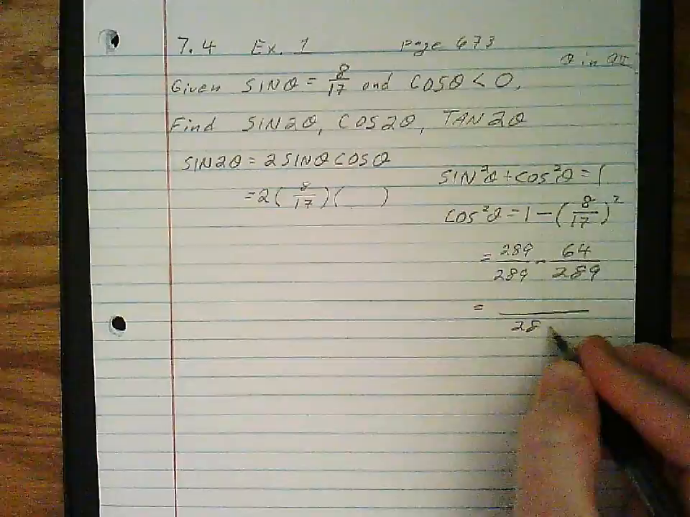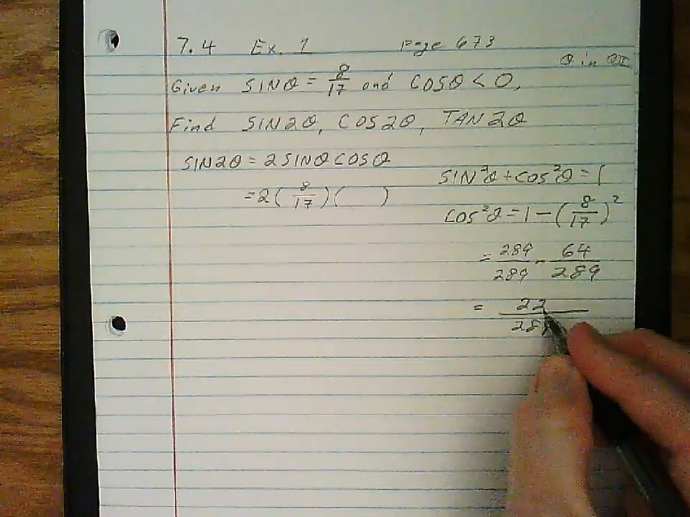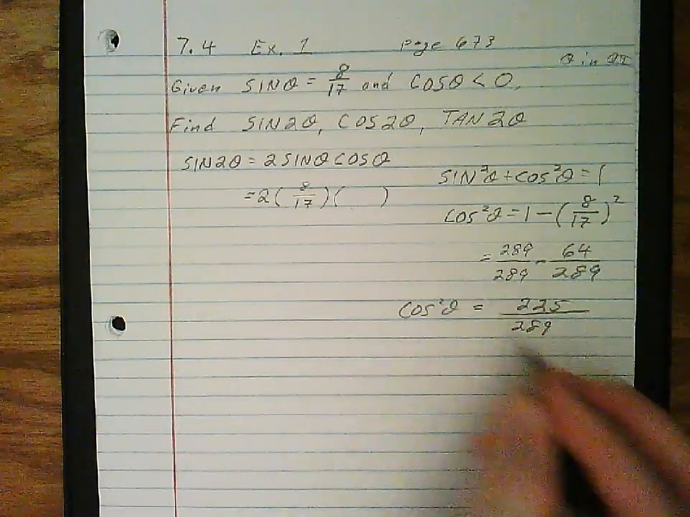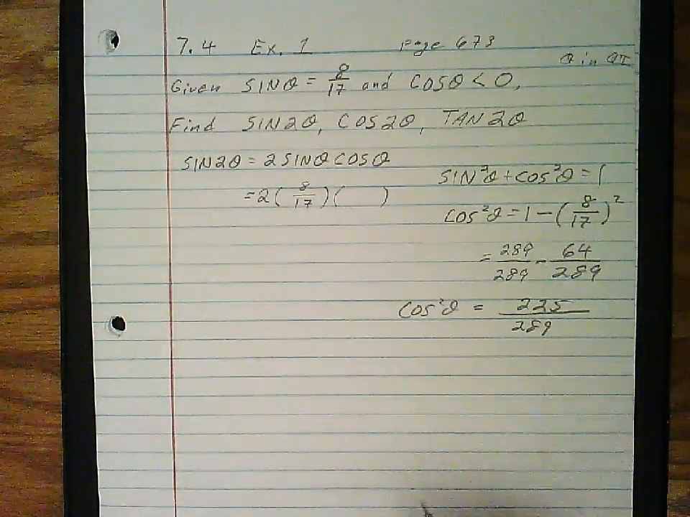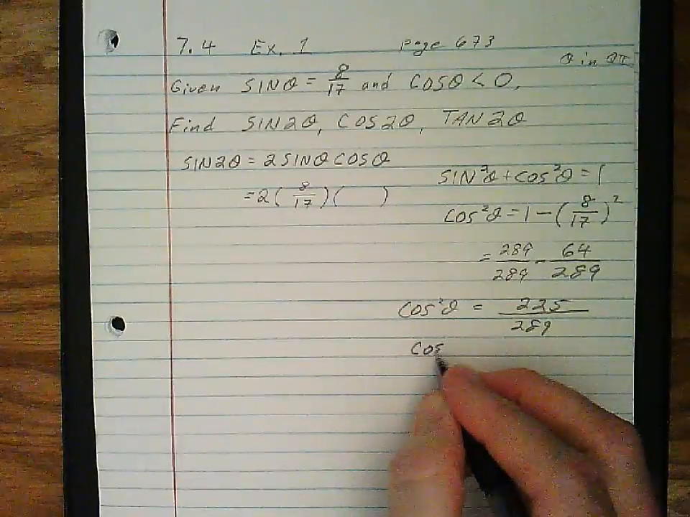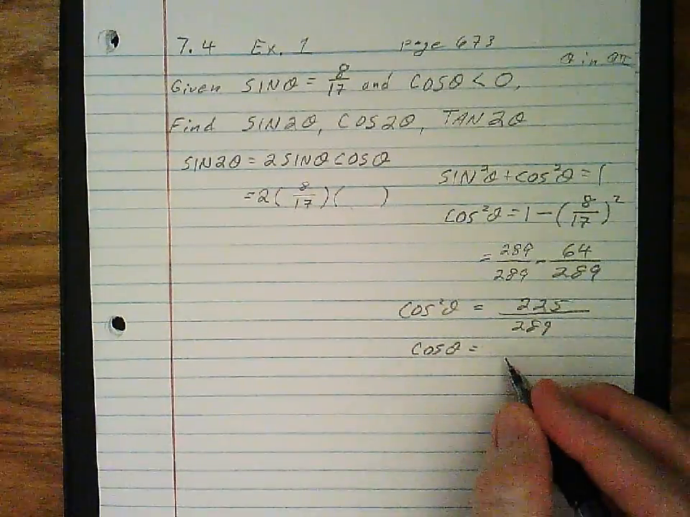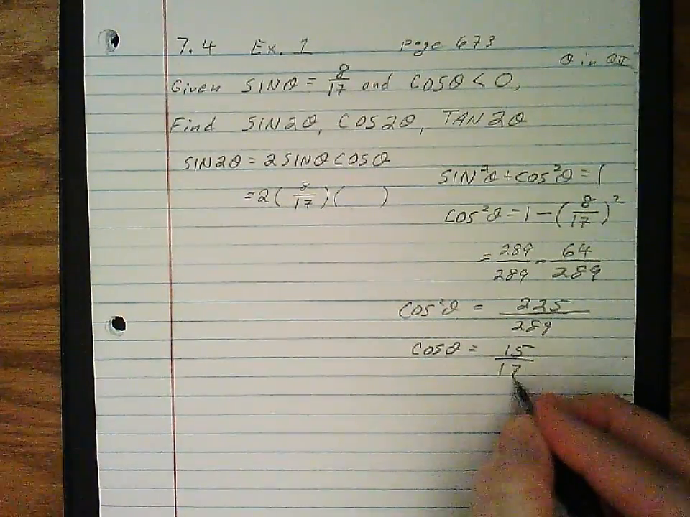Common denominator has 289. This is 289 minus 64, which is 225 last time I checked. So that means cosine squared theta is 225 over 289. Remember, I want cosine theta, not cosine squared theta. So if I take the square root of both sides, I'll get the square root of 225 is 15, and the square root of 289 is 17.